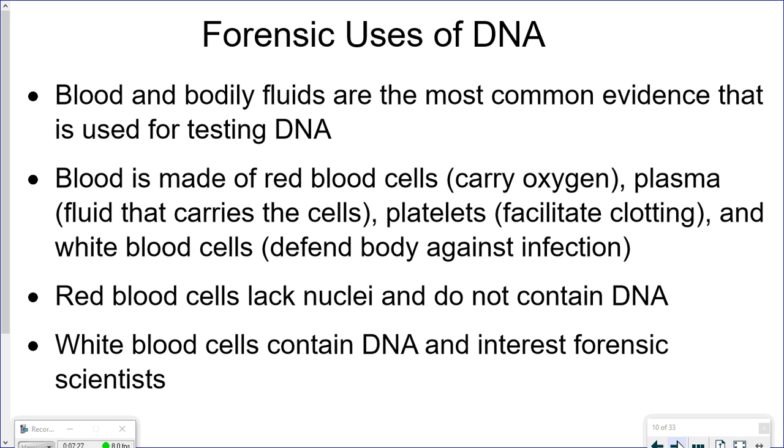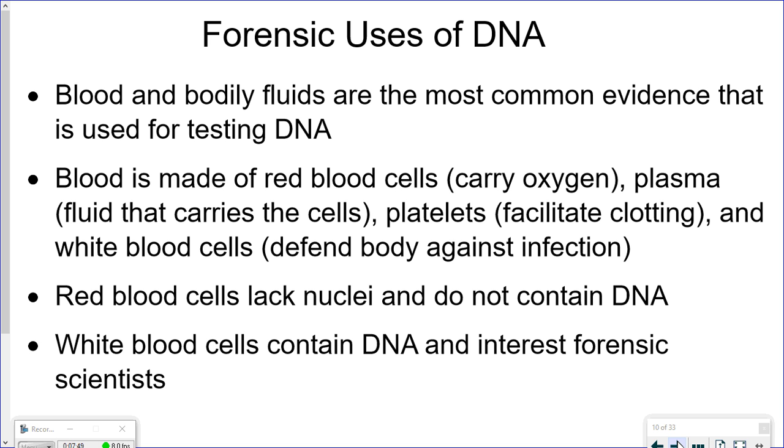Remember, your blood is made up of 4 parts. It's made up of your red blood cells that carry oxygen, your plasma, that's the fluid that allows the cells to flow, your platelets that are used for clotting, and your white blood cells, which defend against infection. Those are the ones that produce the antibodies.